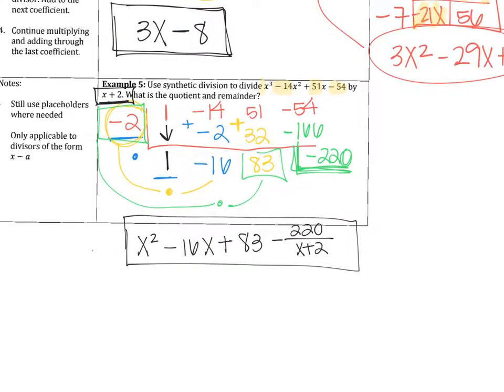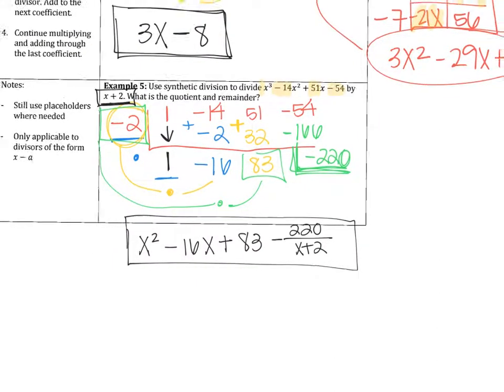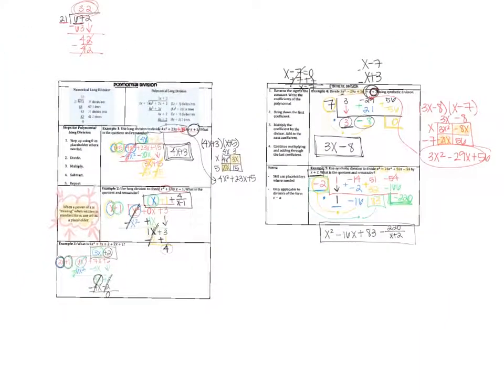Okay, either way works for me if you're a long division kind of person or a synthetic division kind of person. I don't care which way you choose. Again, long division works for everything. Synthetic division only works if there's not a number in front of the x.